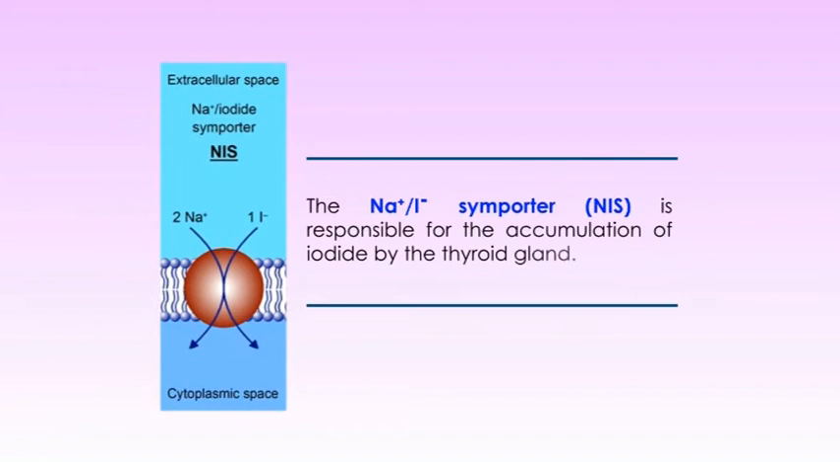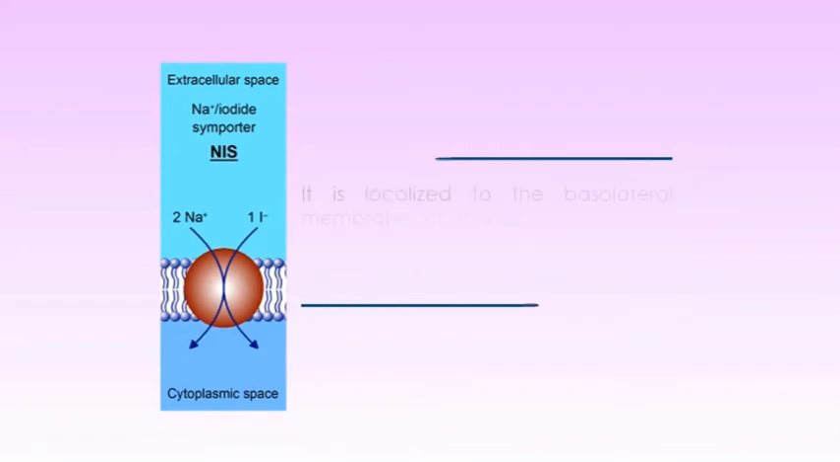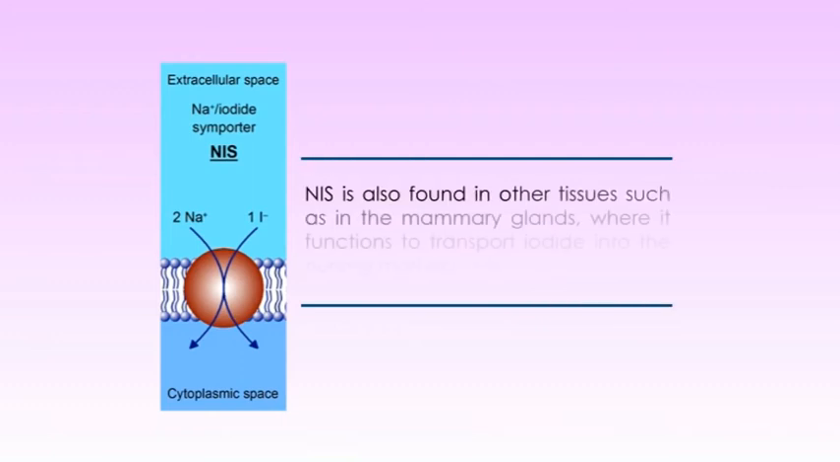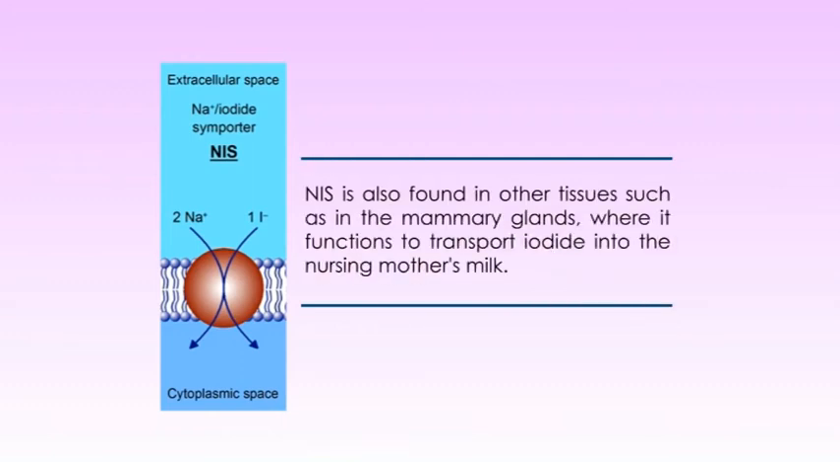The sodium iodide symporter is responsible for the accumulation of iodide by the thyroid gland. It is localized to the basolateral membrane of thyroid follicular cells and co-translocates 2 sodium ions and 1 iodide ion per transport cycle. The sodium iodide symporter is also found in other tissues such as in the mammary glands, where it functions to transport iodide into the nursing mother's milk.